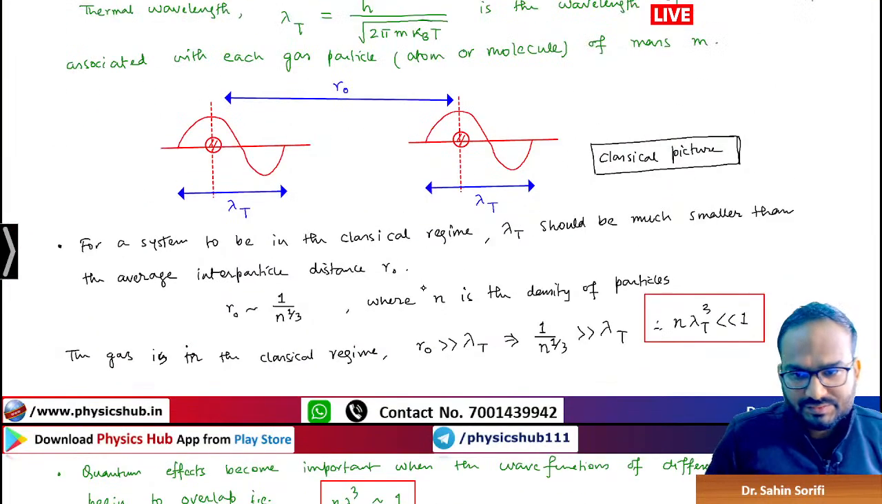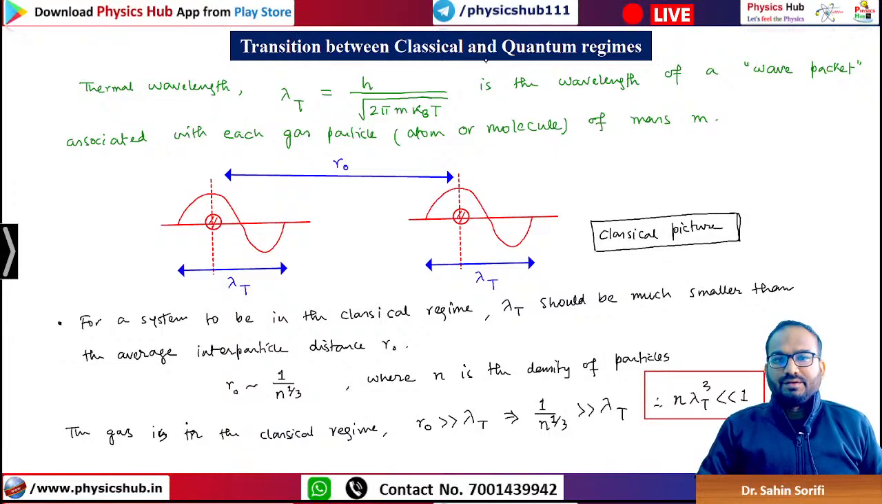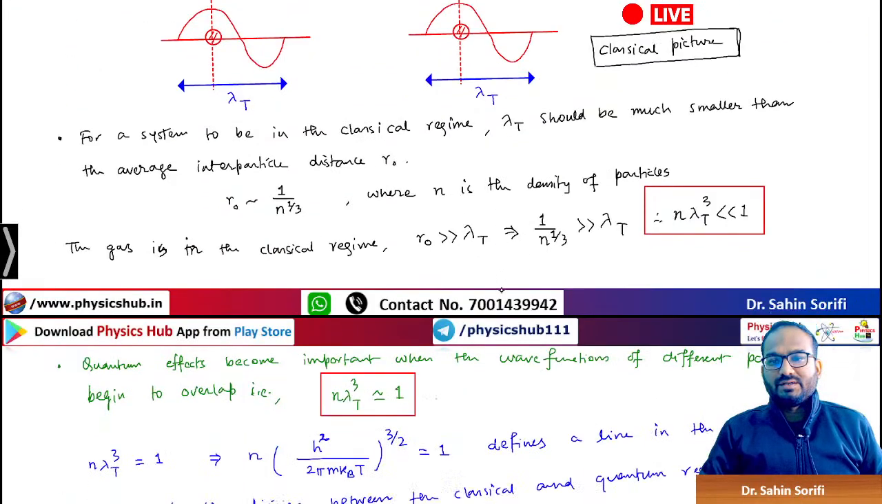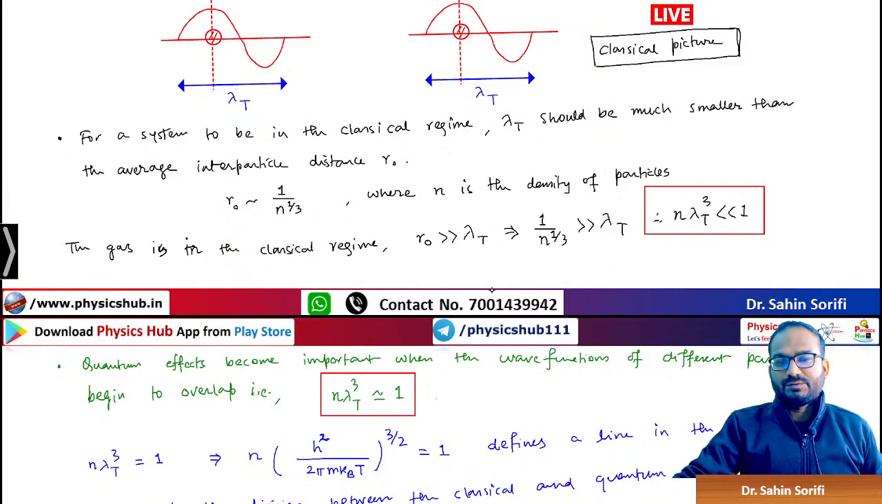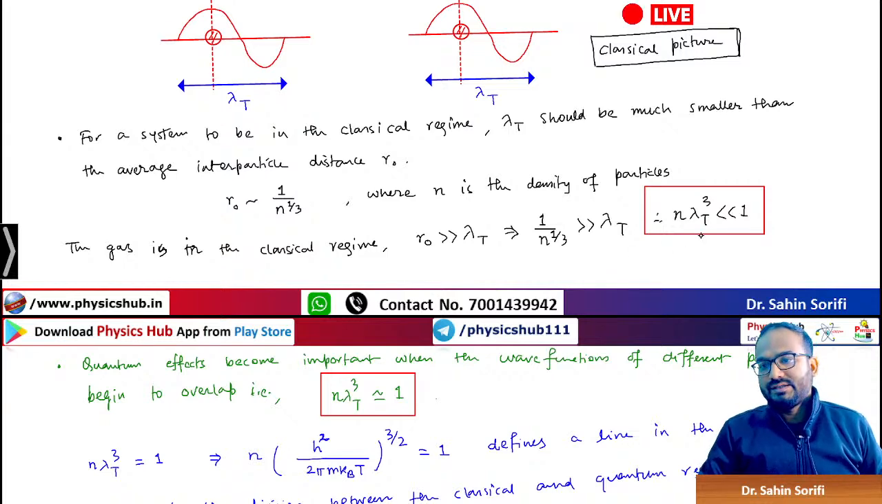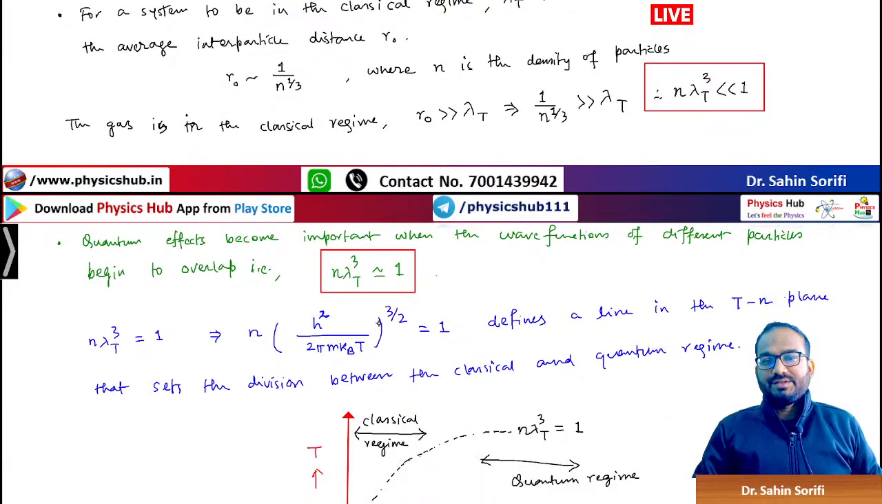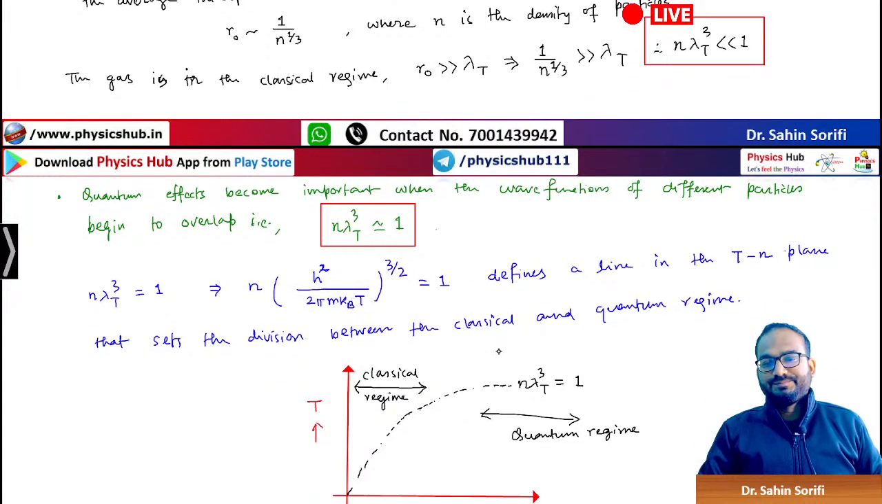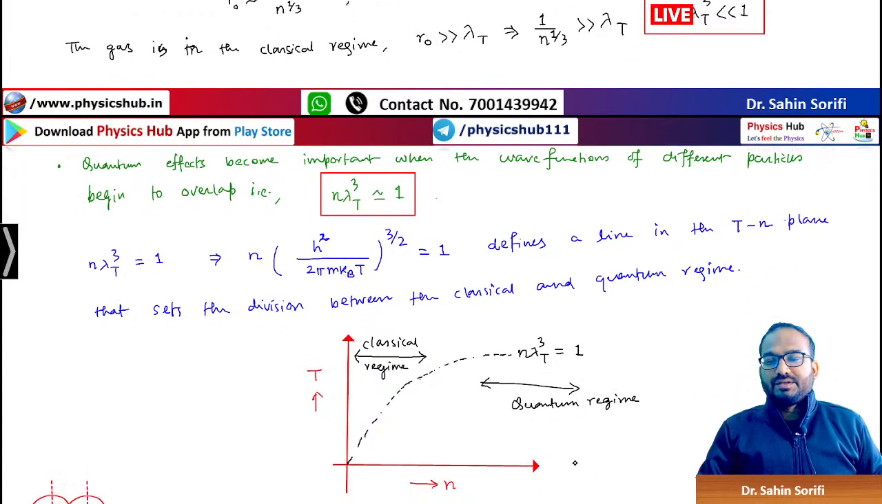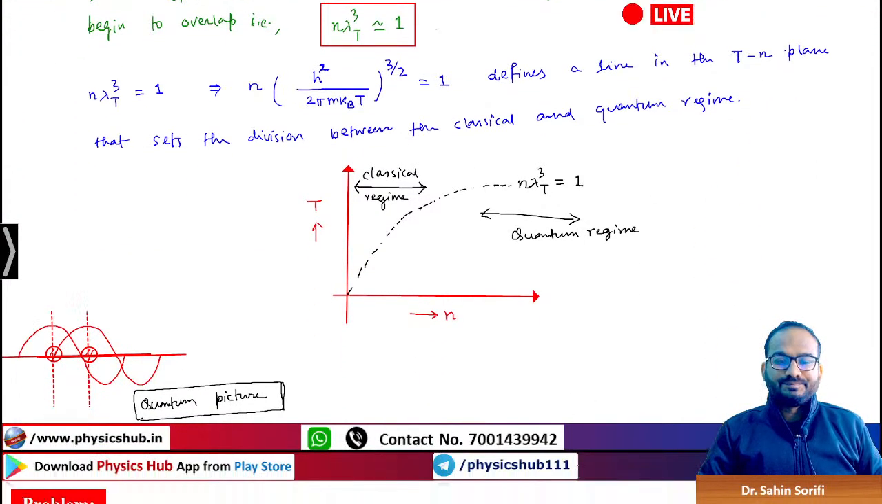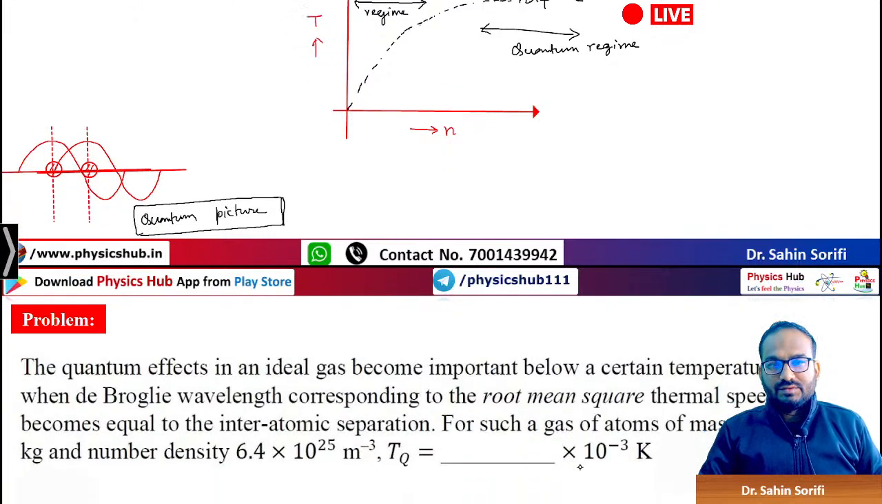So, this much theory is enough for this transition between classical and quantum regime. You need to remember ultimately two things: when n lambda_T cubed is much less than 1, it defines the classical regime, and when n lambda_T cubed approaches 1, it is turning into the quantum regime. Now we can do a simple problem.